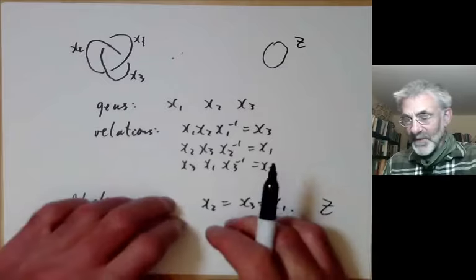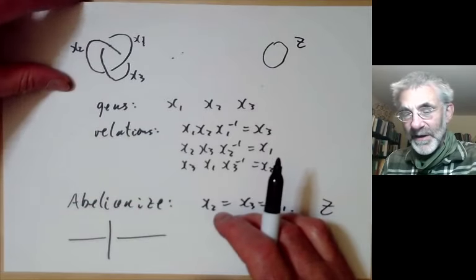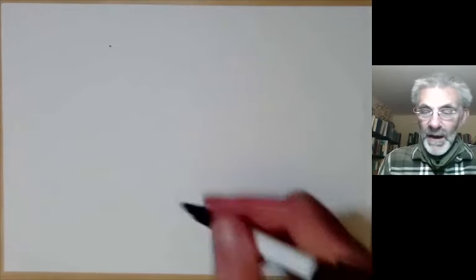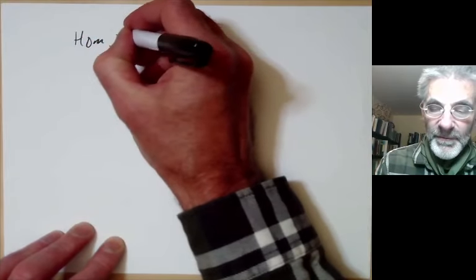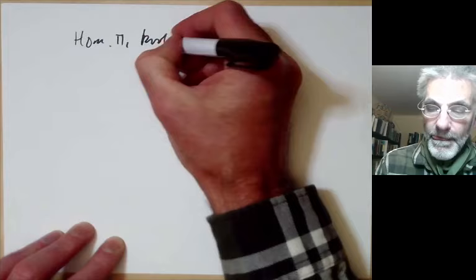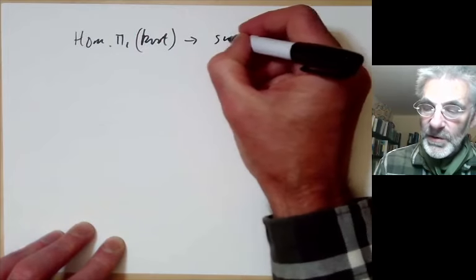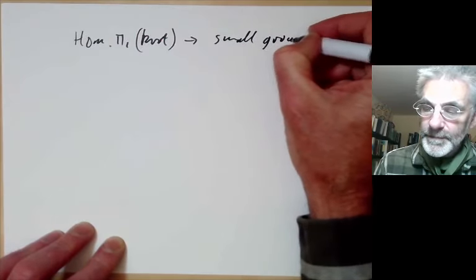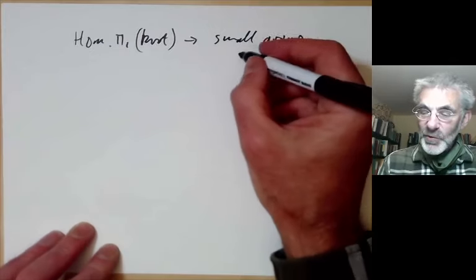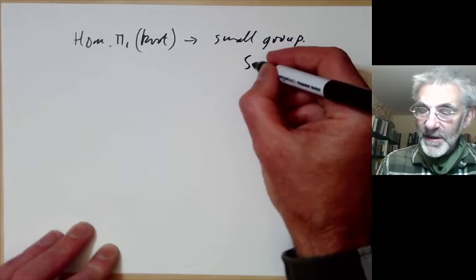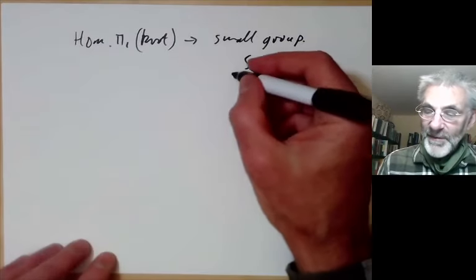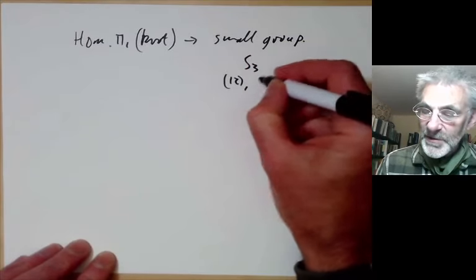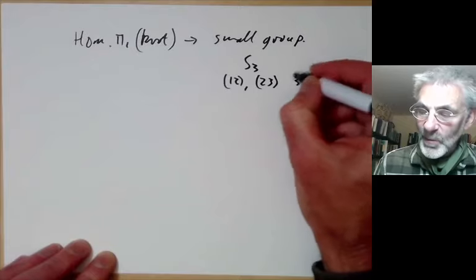So we have to think of something a little bit cleverer to do than just abelianizing the knot. And what we can do is we can look at homomorphisms from pi1 of the knot to a small group. And the small group I'm going to take is going to be the smallest non-abelian group, which is the symmetric group on 3 points. And you remember this has 3 generators: (1 2), (2 3), and (3 1).